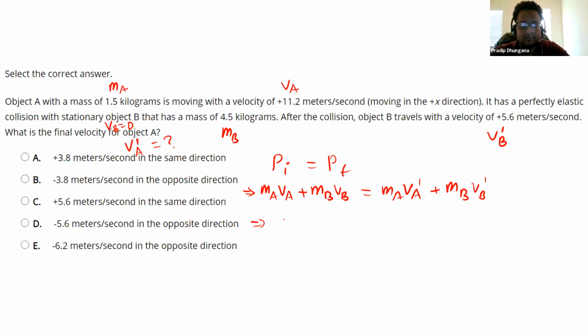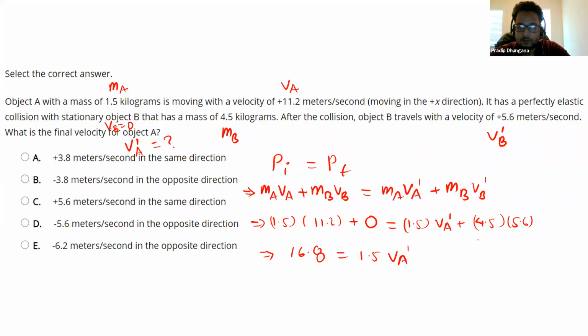MA is 1.5, VA is 11.2, MB, so did you see VB is equal to 0? So this whole quantity becomes 0. So I'll just write 0 here. MA is 1.5. VA dash is what we have to calculate, that is final velocity of object A. MB is 4.5 and then VB dash is 5.6. Now let's calculate that value, that is 16.8.